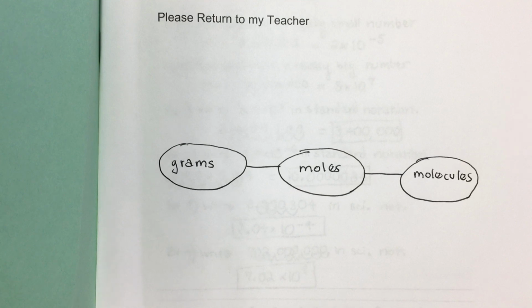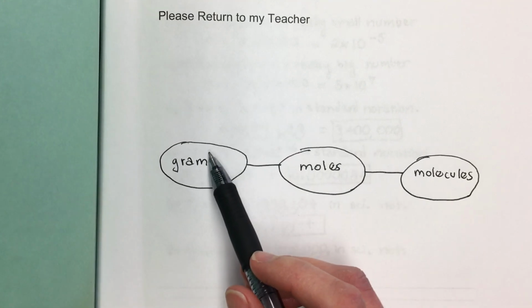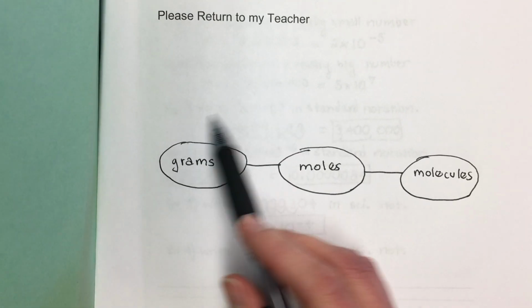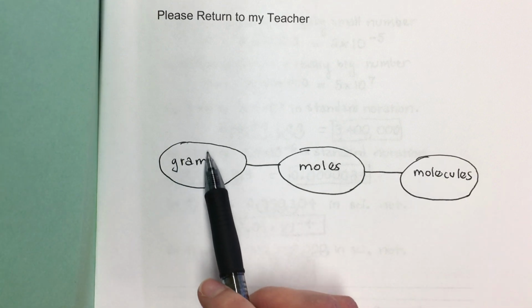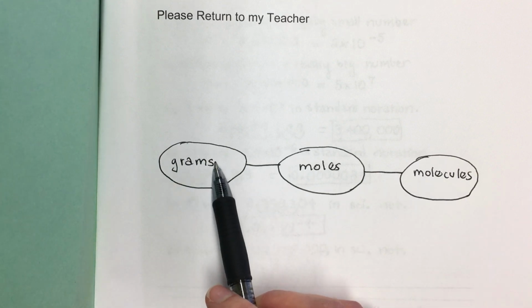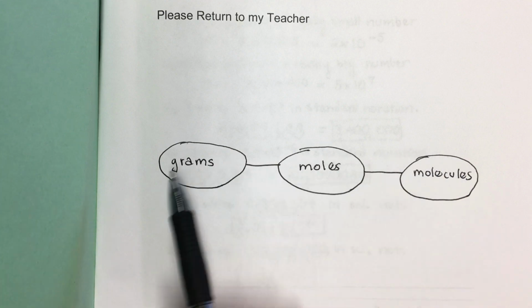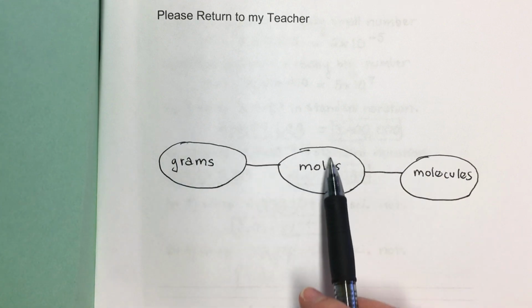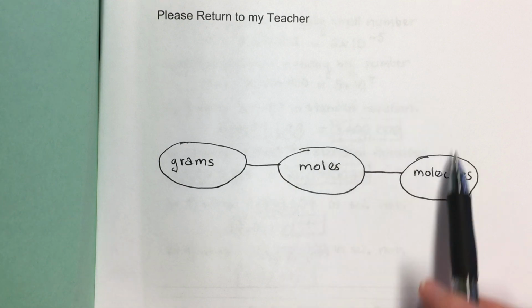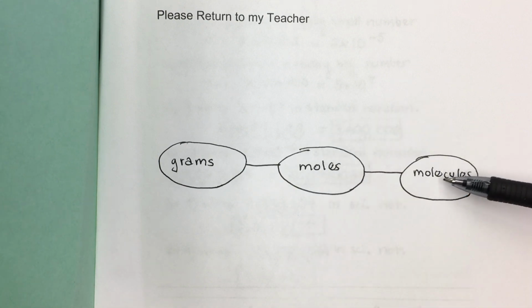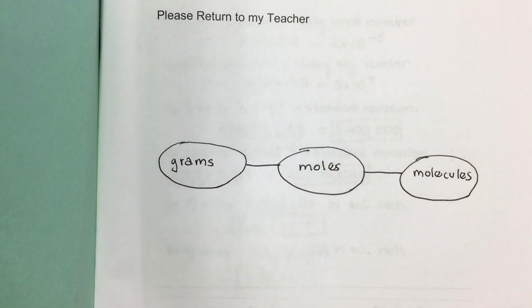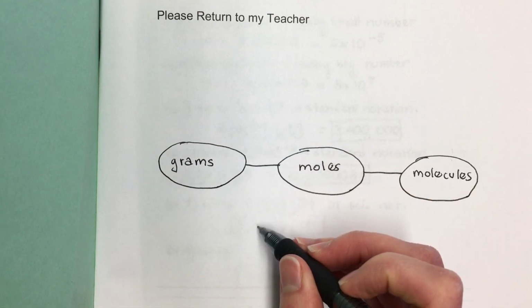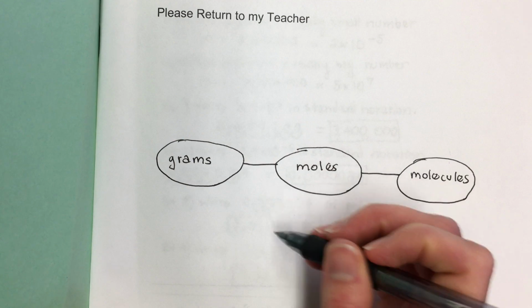So let's say I start with 2 grams of water, and I want to know the number of molecules in 2 grams of water. There's no conversion factor that will help me go straight from grams to molecules. What I have to do is go from grams to moles, and then from moles to molecules. And I can also go backward from molecules to moles, and from moles to grams. So we're going to write down the conversion factors that you use to go between each of these points.